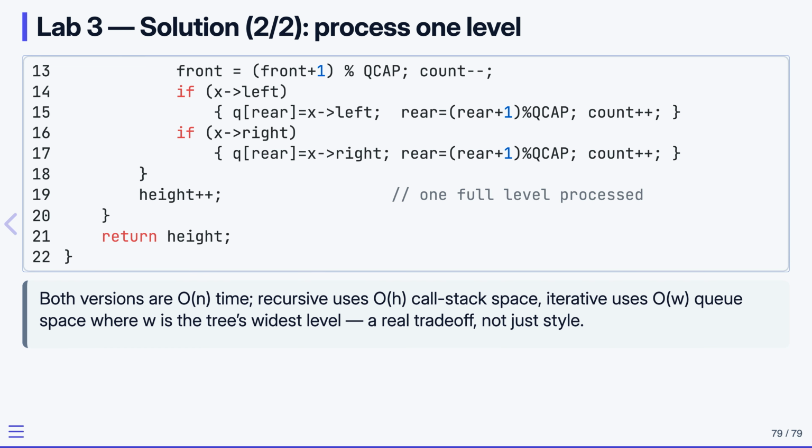And that wraps up binary trees. You can now build them, walk them 4 ways, measure them, and avoid the common bugs. Great work, and I will see you in the next chapter.